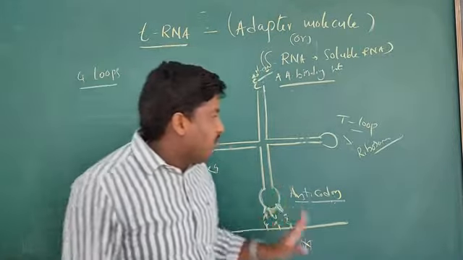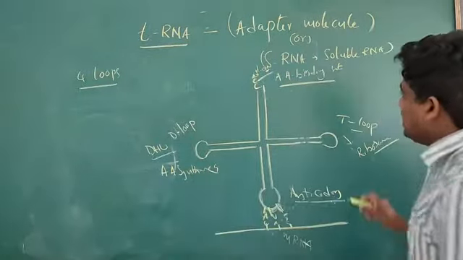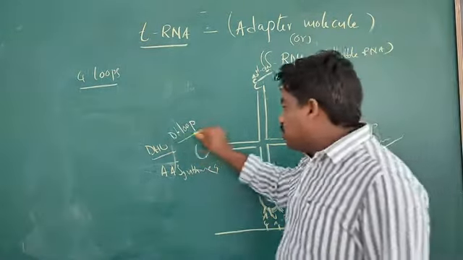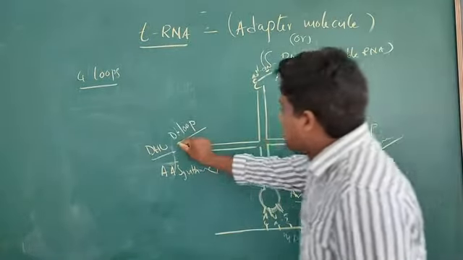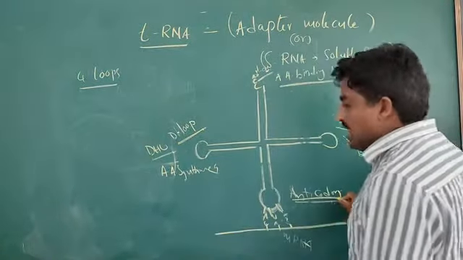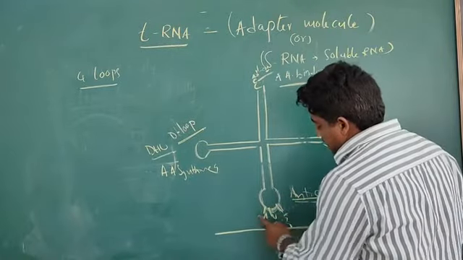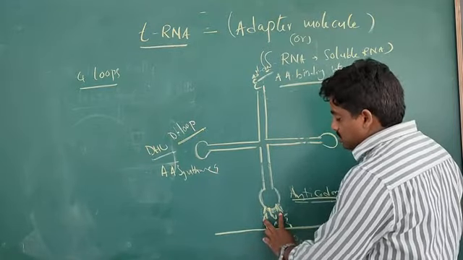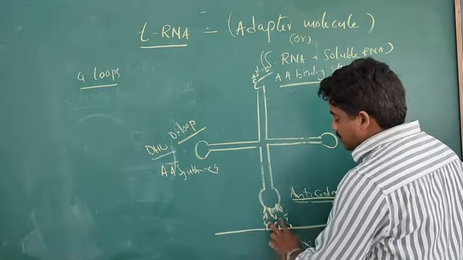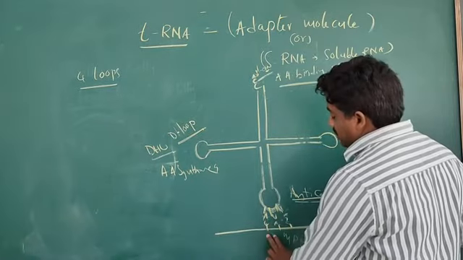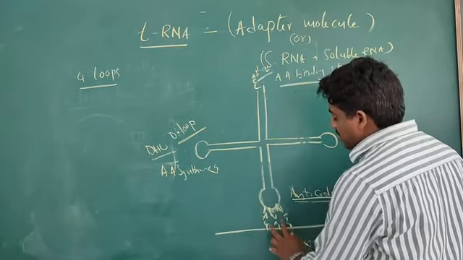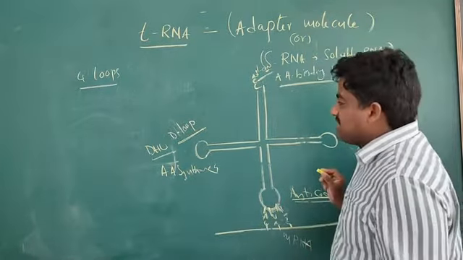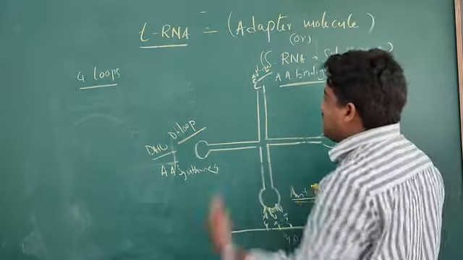So these are the 4 binding sites. Once again, this tRNA contains the amino acid binding site, the D loop, the T loop, and the anticodon loop. This anticodon may contain AUC. Based on complementarity, the opposite sequence is present in mRNA, so it binds based on complementarity. Finally, proteins are formed, that means a polypeptide chain is finally formed.